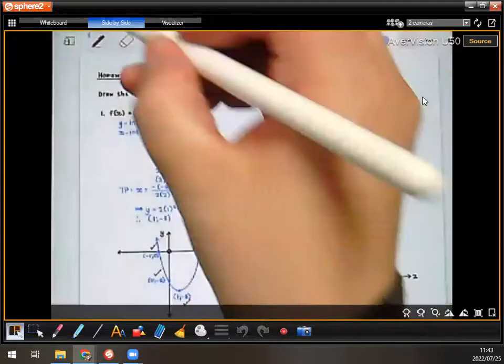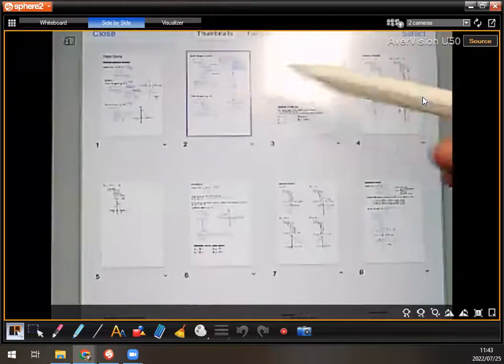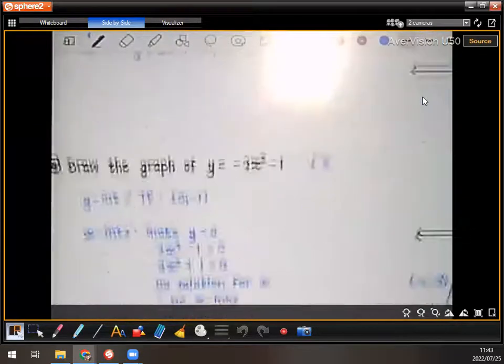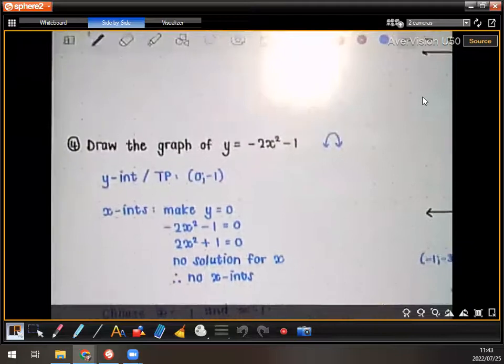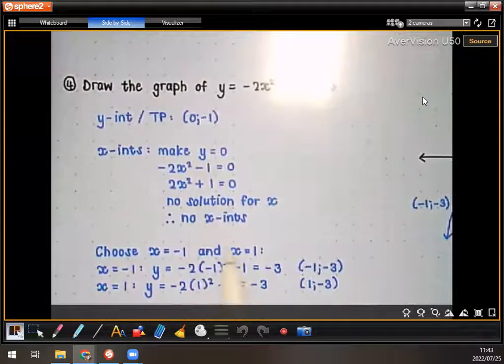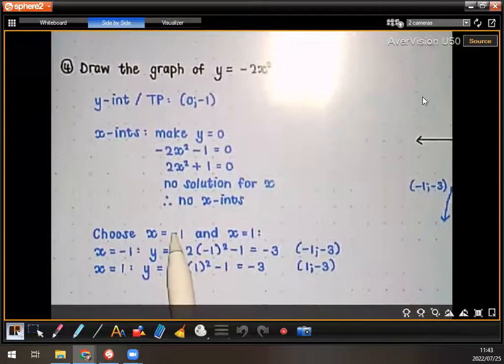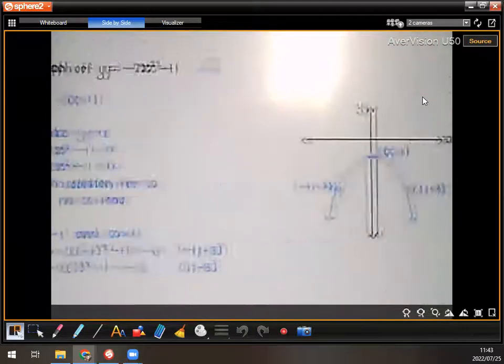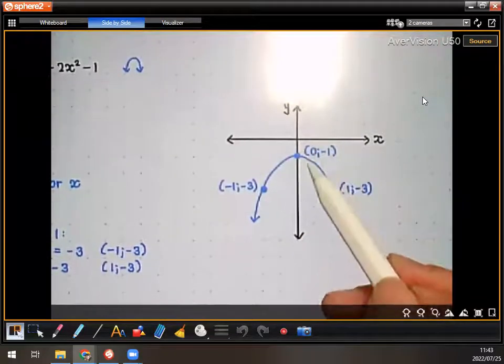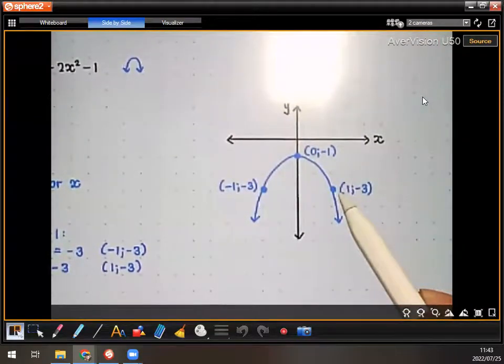I'm just quickly going to go back to some of those parabolas that we did. So this was number 4 from when we did parabolas at the beginning, before the break. Here we also tried to find the x-intercept and we couldn't solve for it. So there were no x-intercepts. Then I said you must choose a negative and a positive x value. You guys remember that, right? So that you have 1 point on either side of the turning point. Our turning point was here, where x is 0. So we chose x is -1 and x is positive 1.